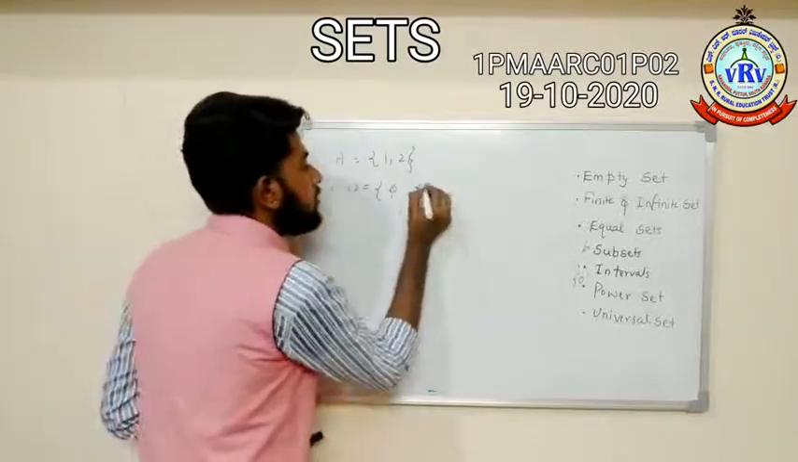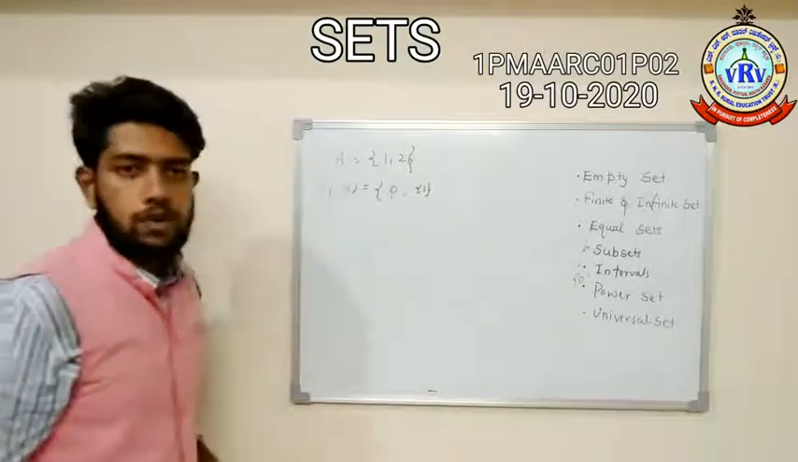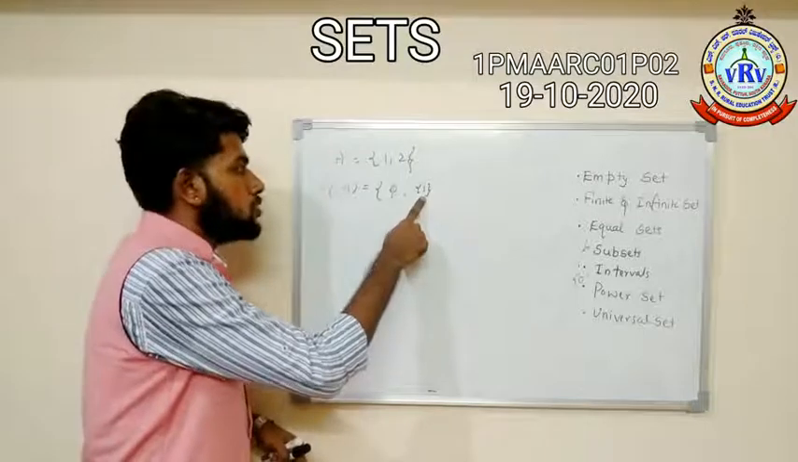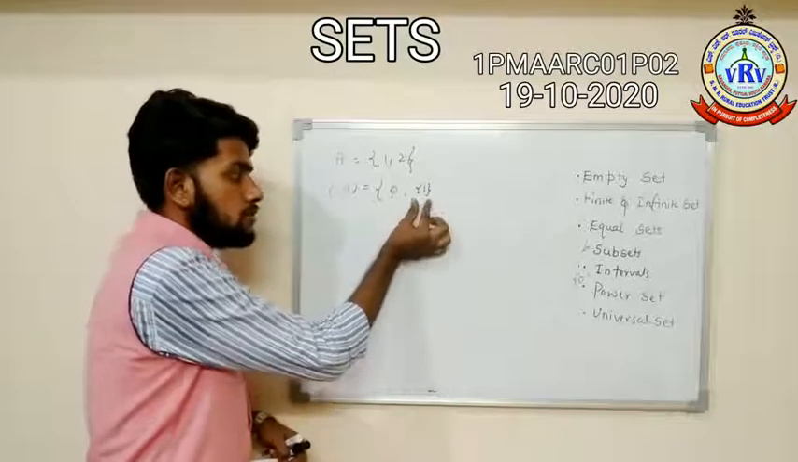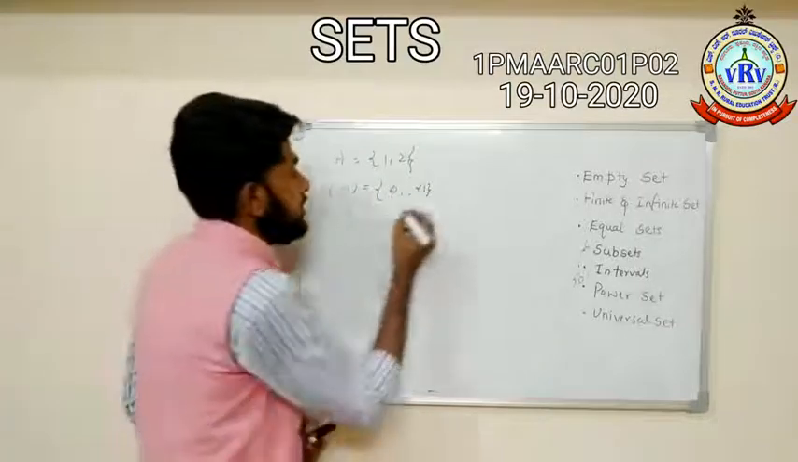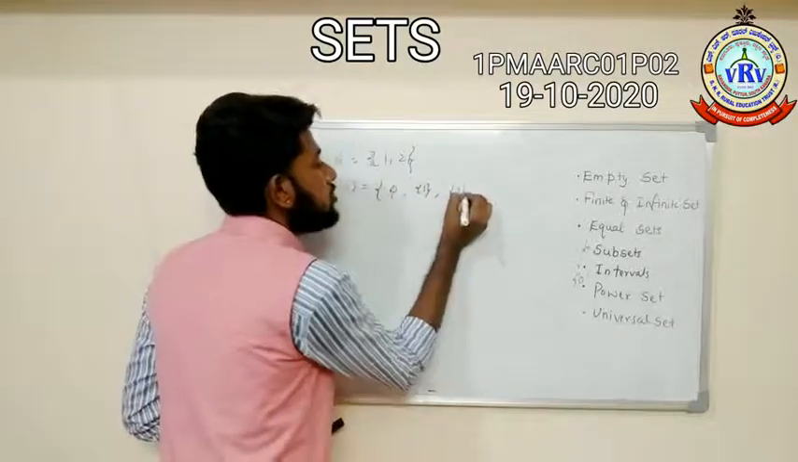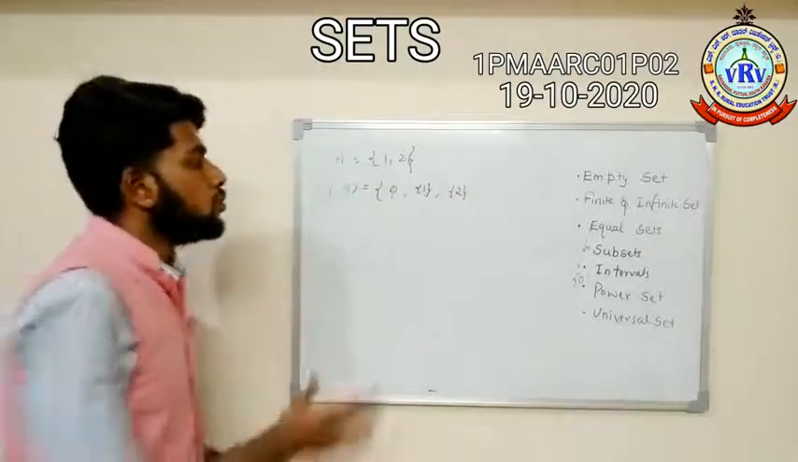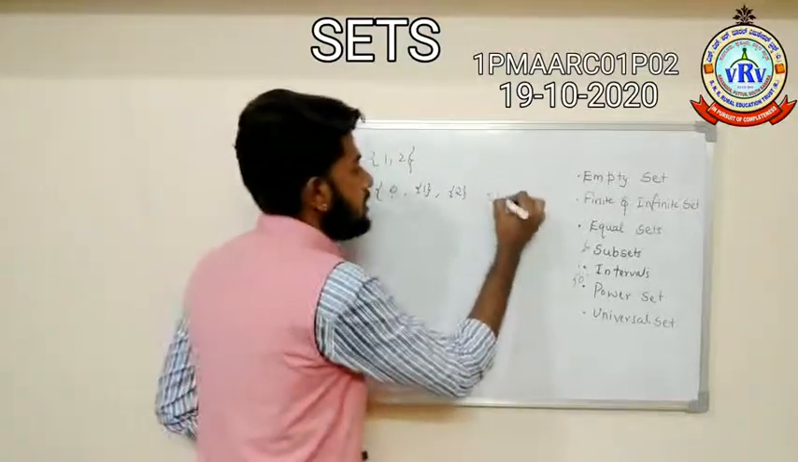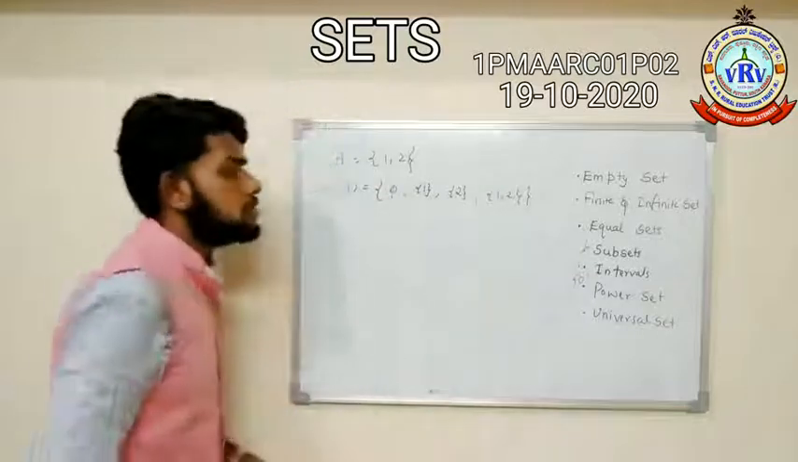And set {1} is a subset of A. Consider 1, which belongs to the set. {1} is also a set, and 1 is the element in the set A, and {2} is also a subset of A, and set {1, 2} is also a subset of A.